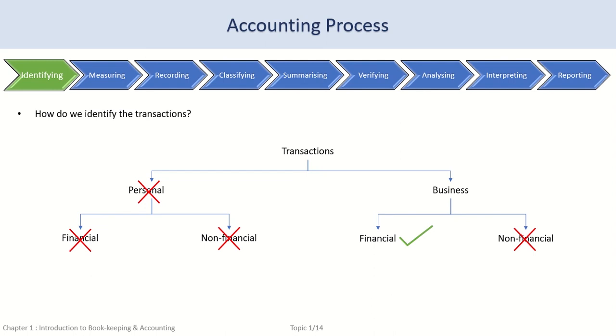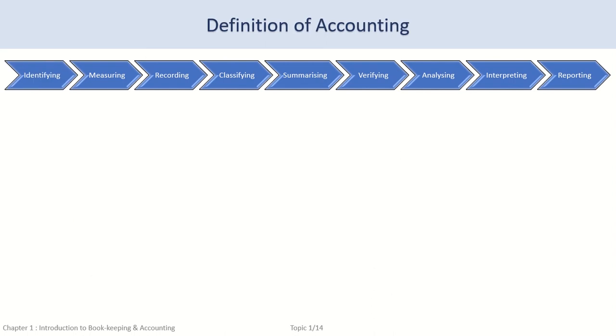Moving on to step 2 of the accounting process, measuring the identified transactions. As per the definition of accounting, it is a process from identification of financial transactions right up to reporting the results of financial transactions in terms of money. Money plays a very important role in accounts. Everything is done in terms of money. Money is the only unit of measurement used in accounting.